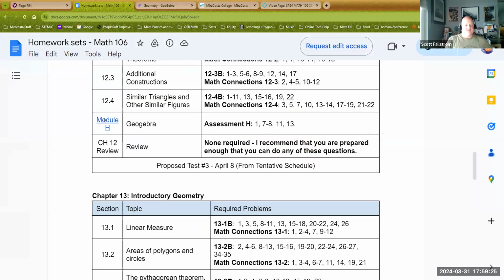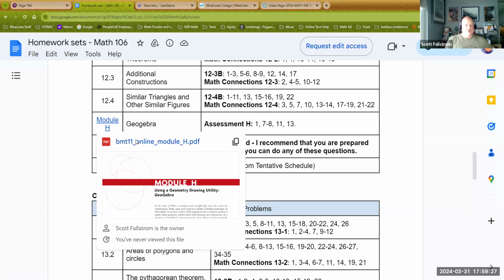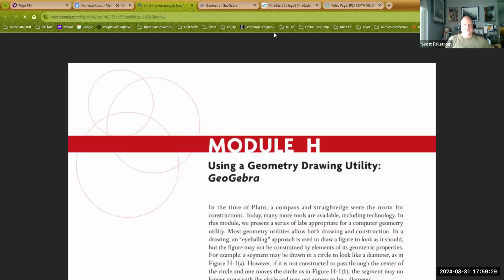All right. As the last section in chapter 12 in the book, there is one additional piece. They used to have it published in the book. Now it's in an online module. You can find that online module by clicking on any of the pieces for our course. Let's see here in the homework set. You can see it here. It's module H. Click and boom, there it is. And that's the one that we'll be doing next.